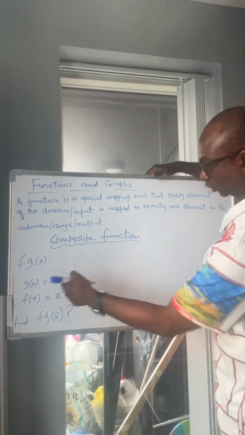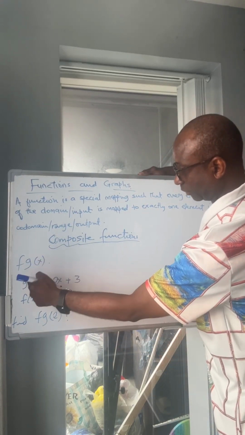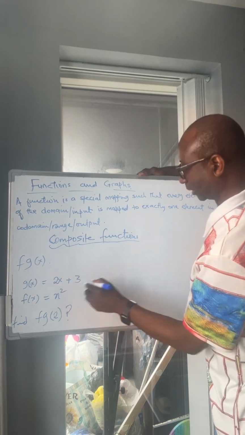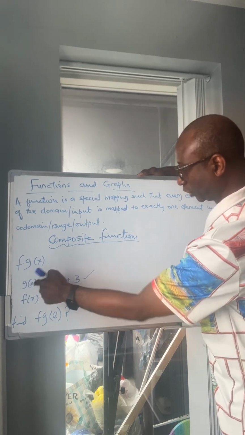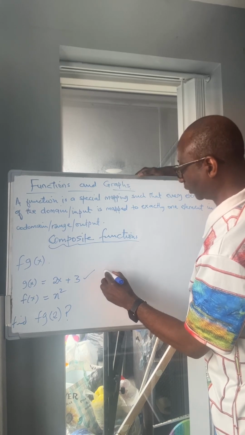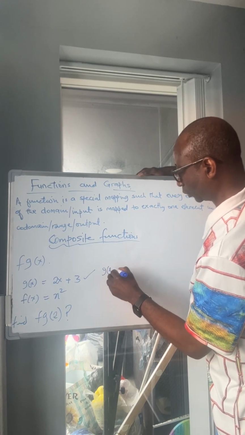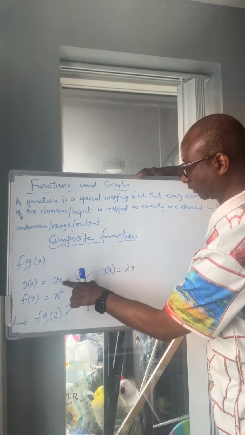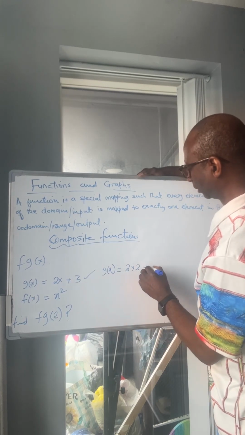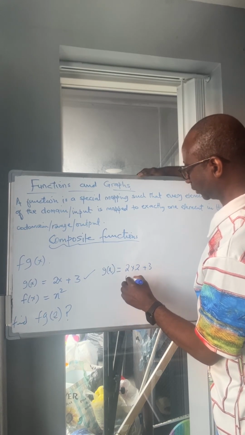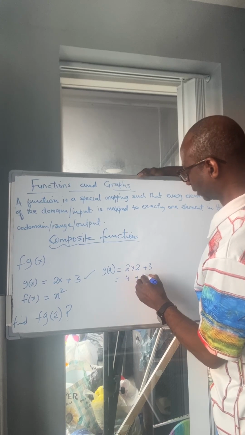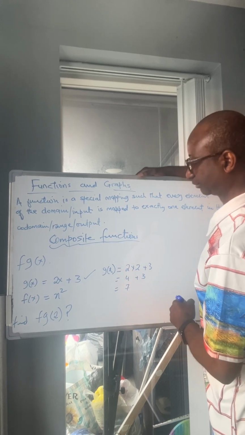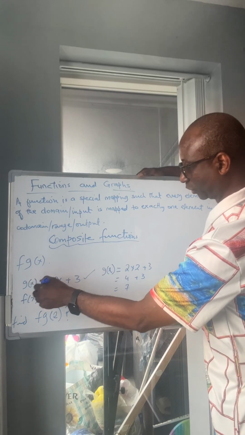So first you solve g of x. And what is g of x? G of x is this one here. So g of x now, which means you are going to solve g of 2, and this is equal to 2 times 2 plus 3, this gives you 4 plus 3, this gives you 7. So now you know what g of x is.